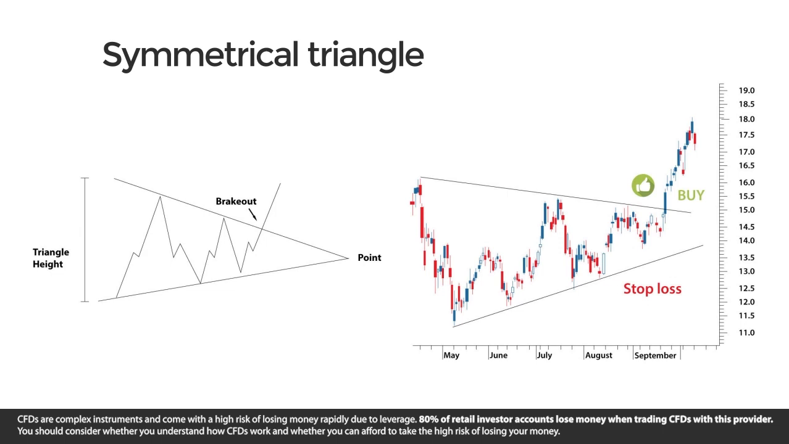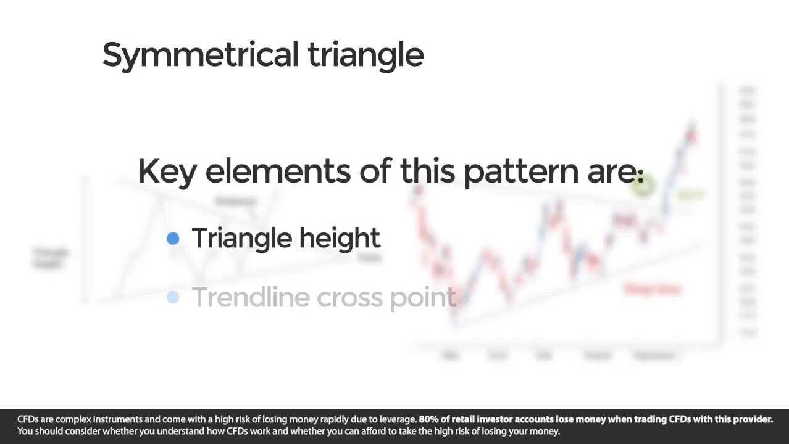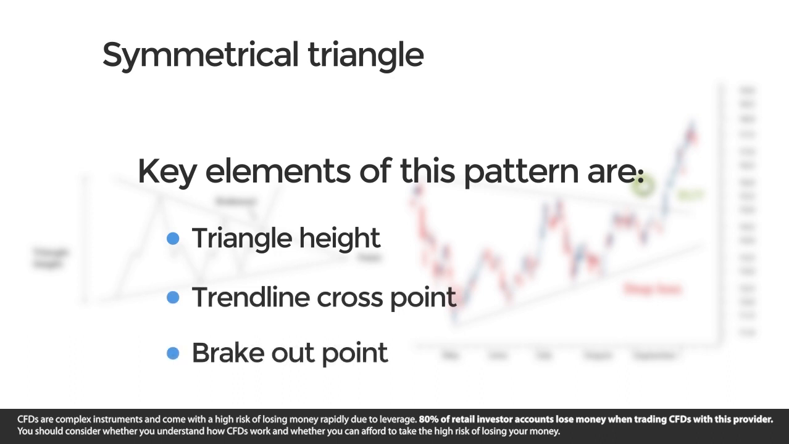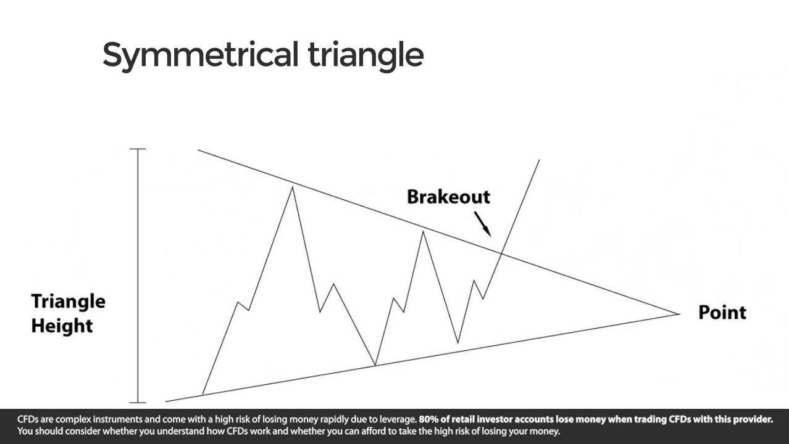It is the easiest one to recognize because the tops and bottoms are increasingly smaller. It is formed by trend lines that get closer to each other. The key elements of this pattern are triangle height, the point where the trend lines cross, and the breakout point where one of the trend lines is broken by the price line. One of the trend lines is usually broken at approximately the 3/4 length of the triangle.